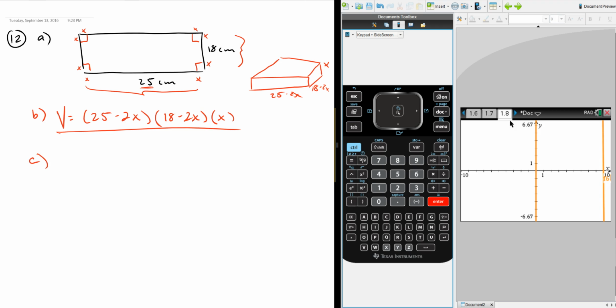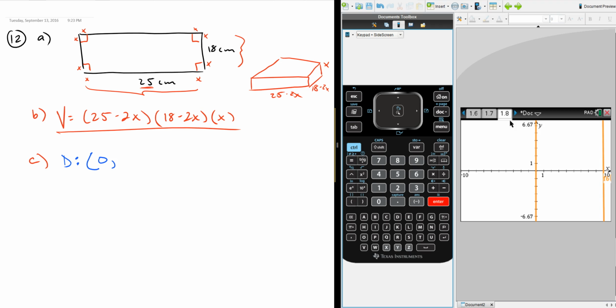C says determine the range, or the domain. Let's think about this first of all. If we're talking about the domain of an actual object, the space filled by an object, it can't be negative, so we know our domain has to start at 0, and specifically it has to be greater than 0. If it's 0, it's not an actual shape. So we're going to have a parenthesis at 0 until, and we've got to figure out what the ending value is.